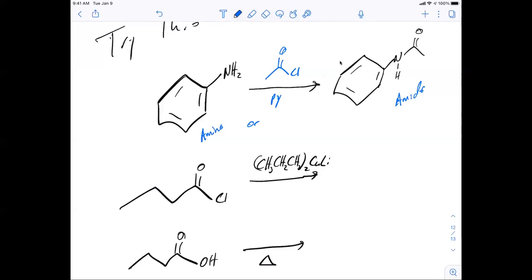Or I could have had what? I could have used the anhydride, right? And again, because I don't want to use 2 equivalents of my starting material, I'll add pyridine as my second equivalent. Questions about that one?